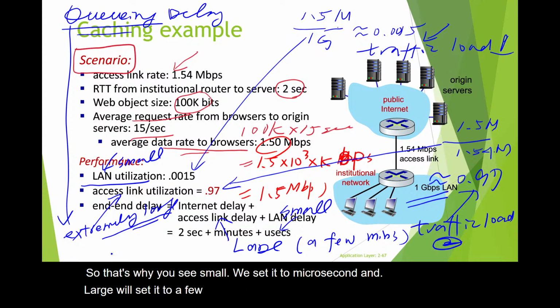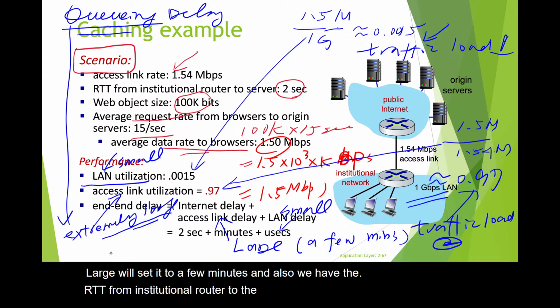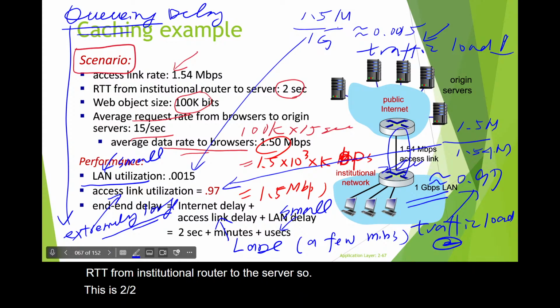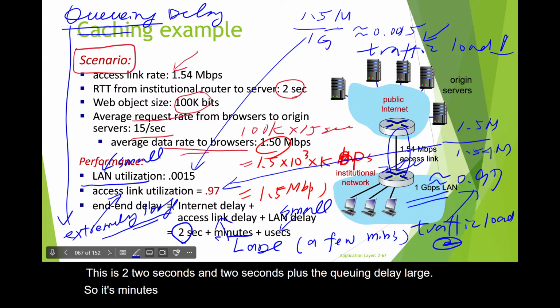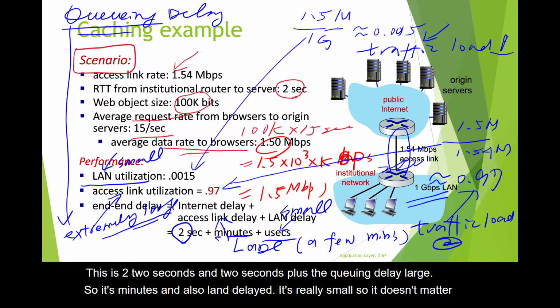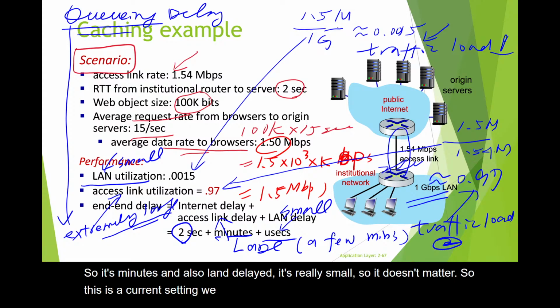And also we have the RTT from the institutional router to the server, which is 2 seconds. Two seconds plus the queuing delay, which is large, so it's minutes. And the LAN delay is really small, so it doesn't matter. So this is the current setting, a scenario like this.